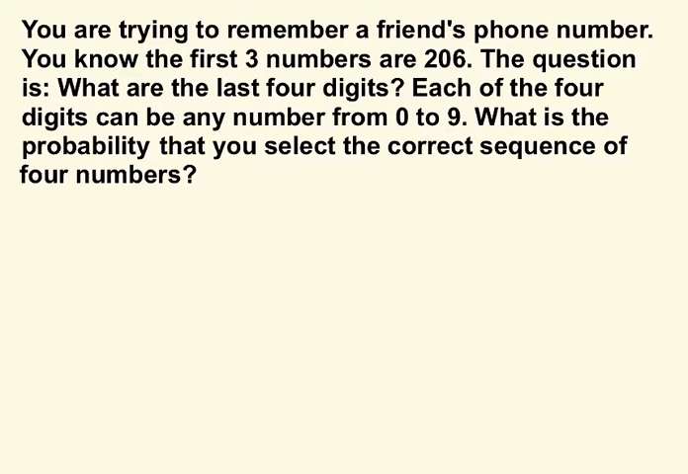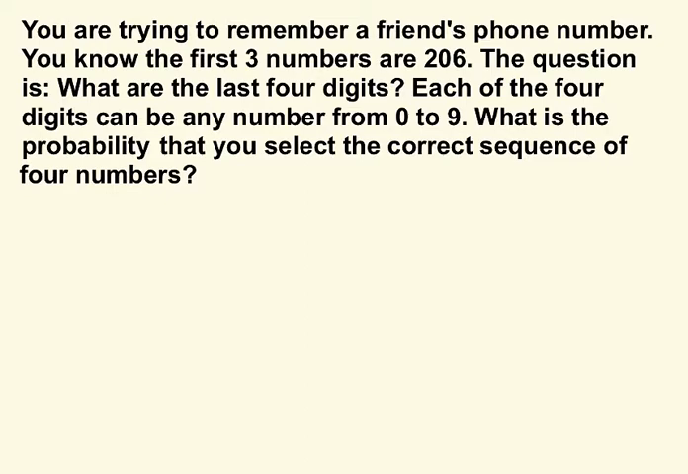Okay, imagine you're trying to remember a friend's phone number. You know the first three digits are 206. The question is the following. What are the last four digits? We know that each of the four digits in the phone number can be any number from 0 to 9. So there are 10 possible digits or numbers for each digit. What is the probability that you select the correct sequence of these four numbers?